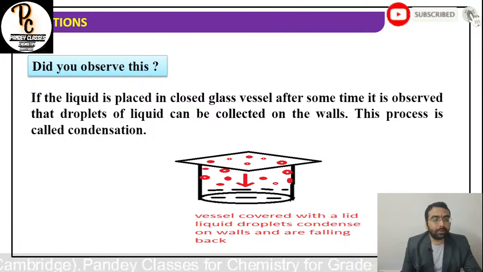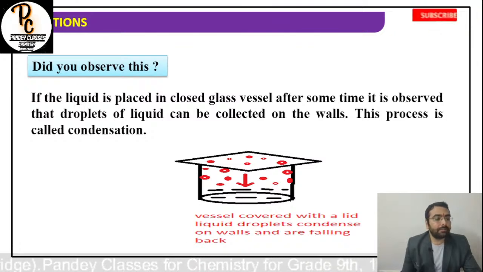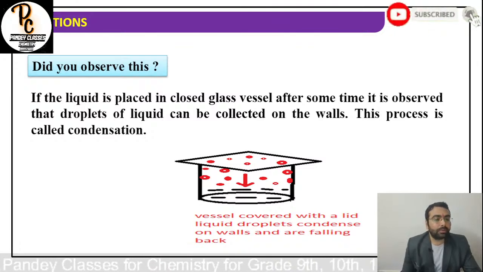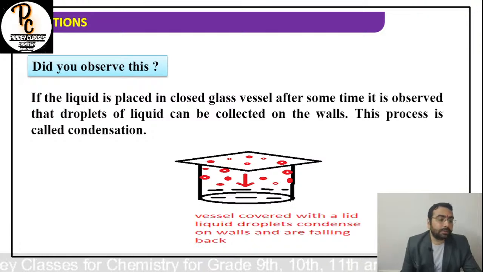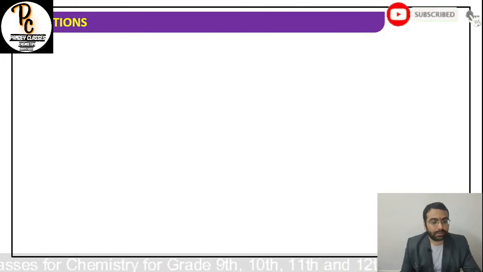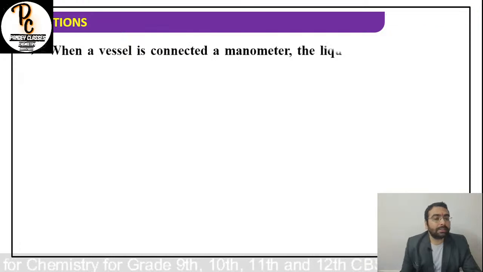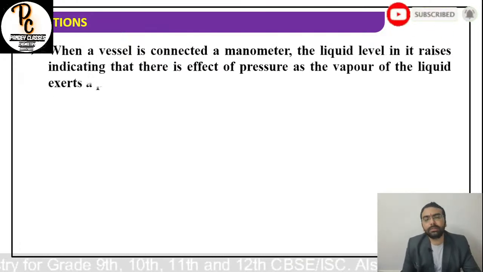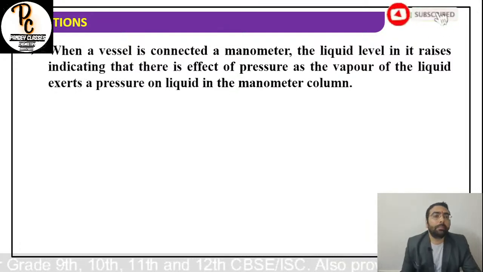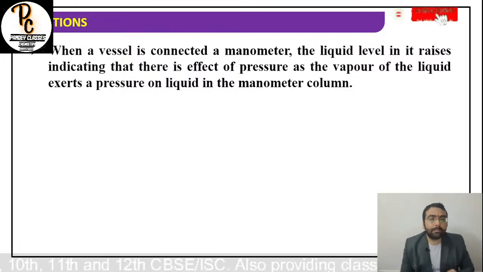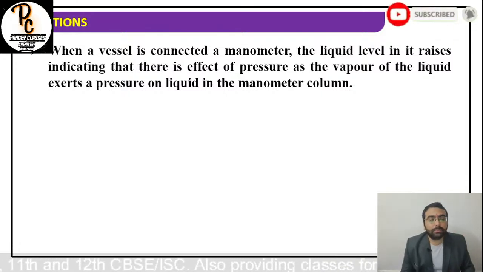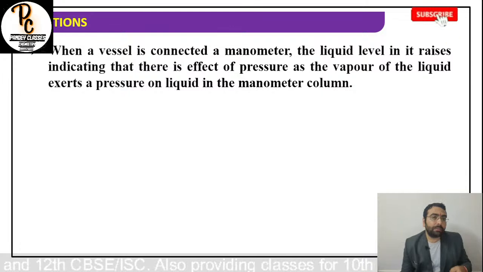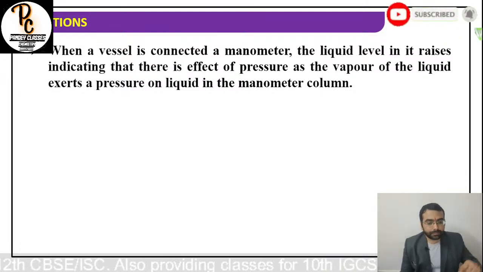So here liquid is placed in a closed vessel. After some time it is observed that droplets of liquid collect on the walls. This process we call condensation. Then a vessel is connected to a manometer. You know what a manometer is? A manometer is a device which we use to measure pressure. The second is the barometer. These two we use in order to measure pressure.